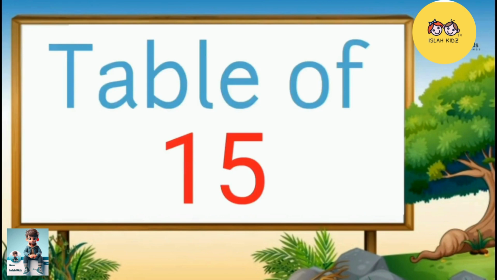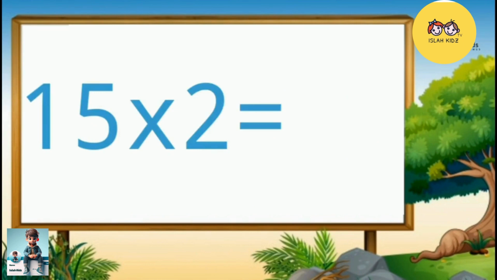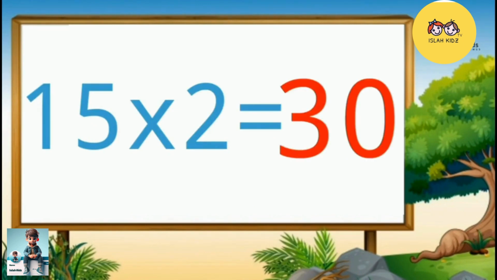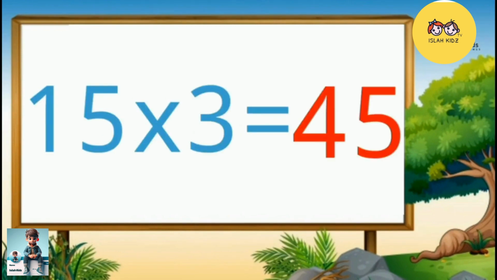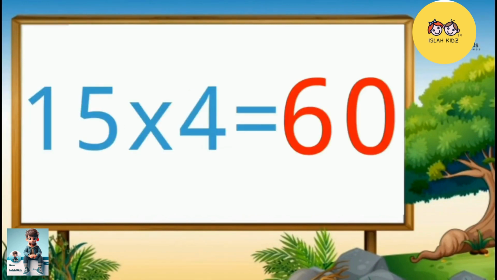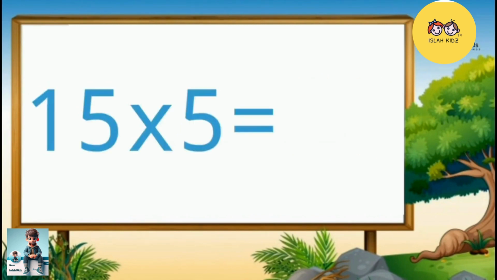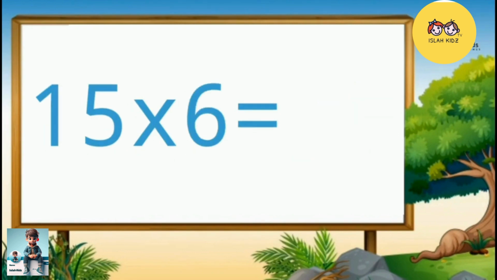Table of 15. 15 ones are 15. 15 twos are 30. 15 threes are 45. 15 fours are 60. 15 fives are 75.